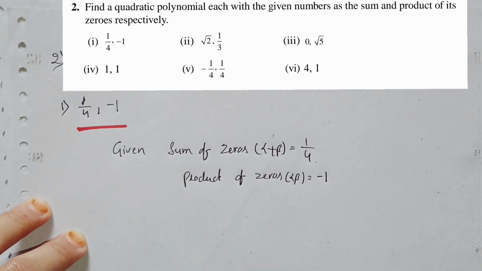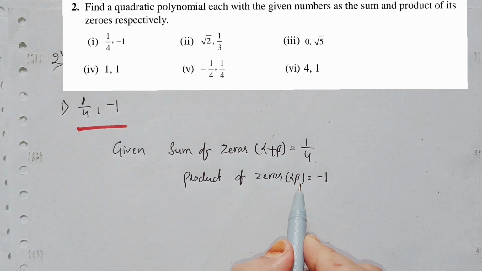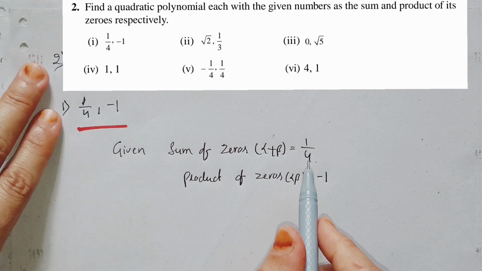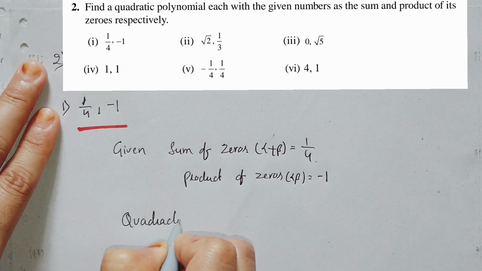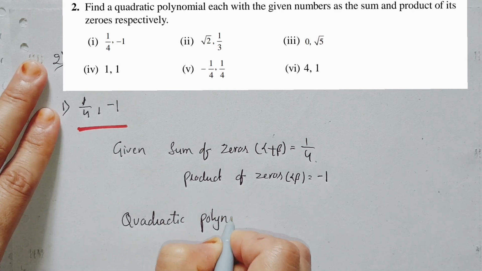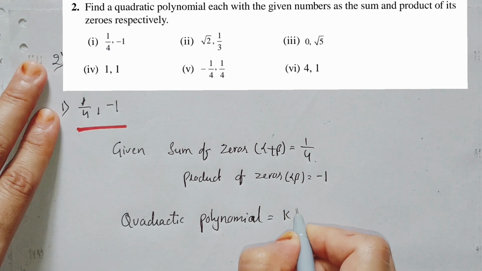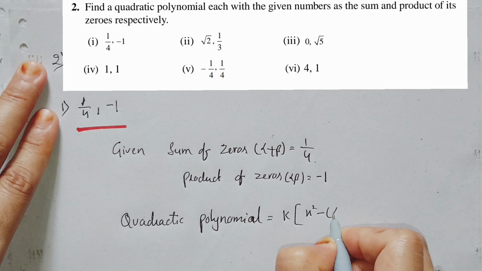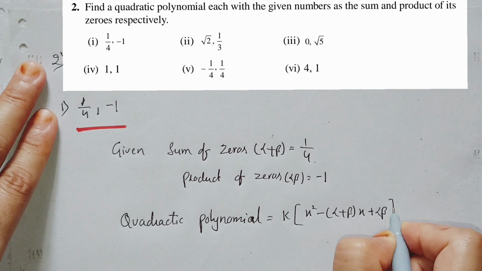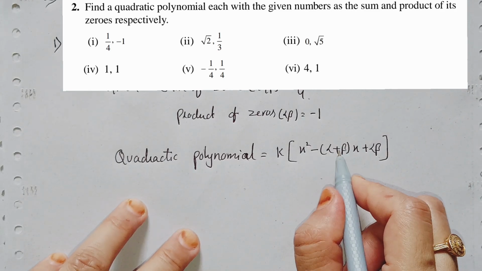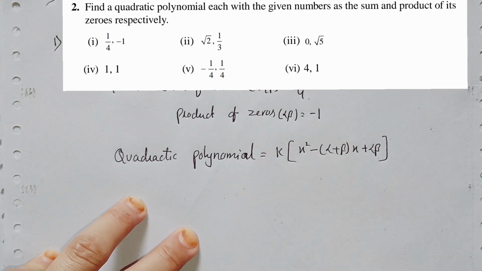I already told you one formula. Whenever you are given the sum of zeros and product of zeros, to find the quadratic polynomial you have one formula, which is: the quadratic polynomial is k of x square minus alpha plus beta of x plus alpha beta. We know this formula. Here we are going to substitute the given values. Alpha plus beta means 1 by 4. Alpha beta means minus 1.